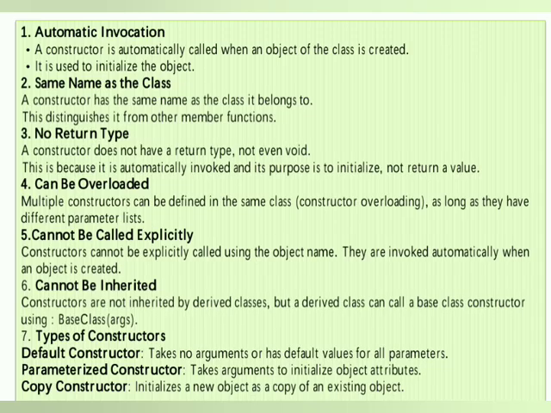So these are the properties of the constructors. The first one is automatic invocation. A constructor is automatically called when an object of the class is created, and it has the same name as the class. So whatever name we give the class, it will be the constructor name. There is no return type in the constructor, constructors can be overloaded, and constructors cannot be called explicitly. They are automatically invoked when an object is created, and they cannot be inherited. There are three types of constructors: default, parameterized and copy constructors.